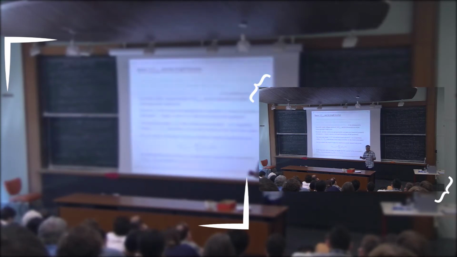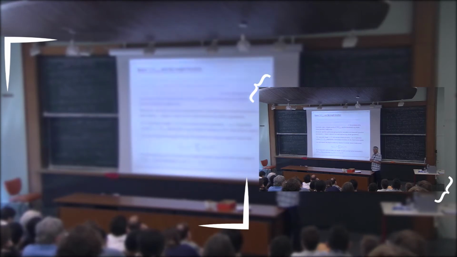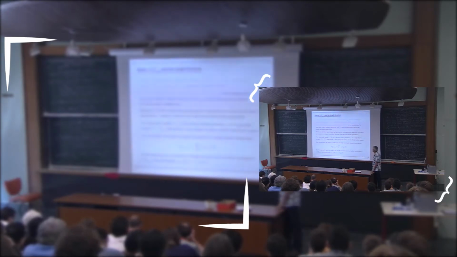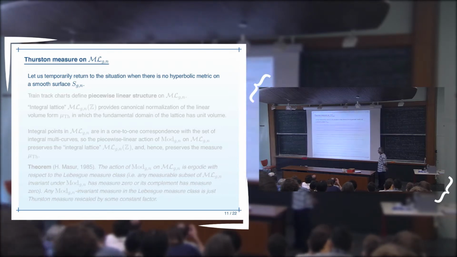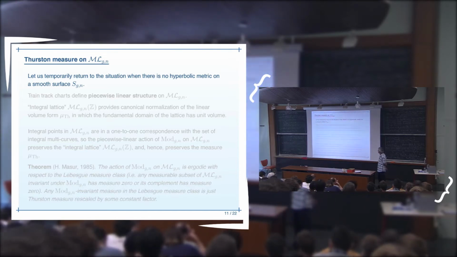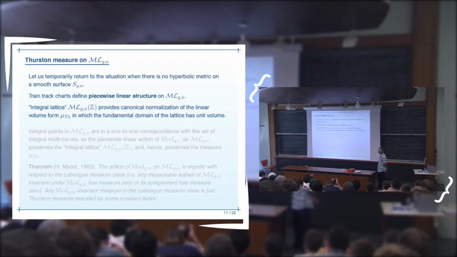So what I need from ML is that it has a piecewise linear structure and it has integer points. And in the presence of any hyperbolic metric, we get a very special length function, which is homogeneous. Now I temporarily forget the hyperbolic metric, and I want to define a measure on my space. Train track charts define a piecewise linear structure, on which I insisted during the last 5 minutes. And we also have an integral lattice in this space ML_{g,n}, which comes from integral multicurves.